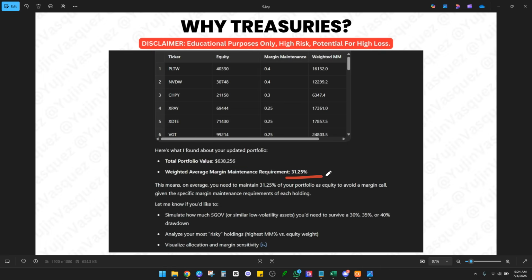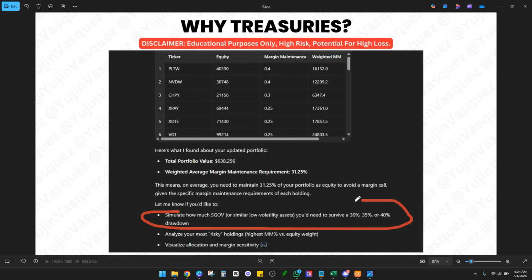I think this is extremely important. So we would have to see a market drawdown of 31% before I would start getting into dangerous territories, right? Margin call, that kind of stuff. So I thought this was really, really cool. So I saw an option here.